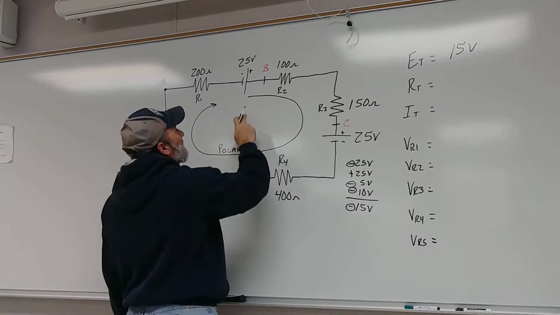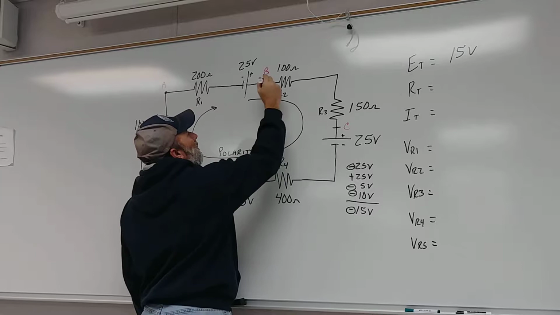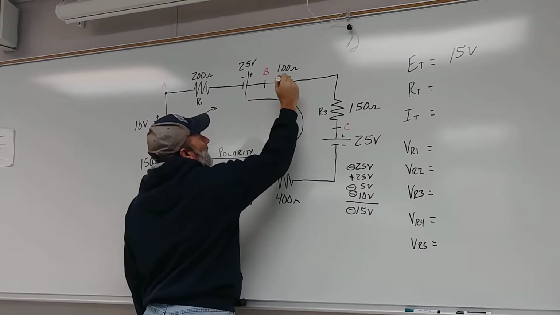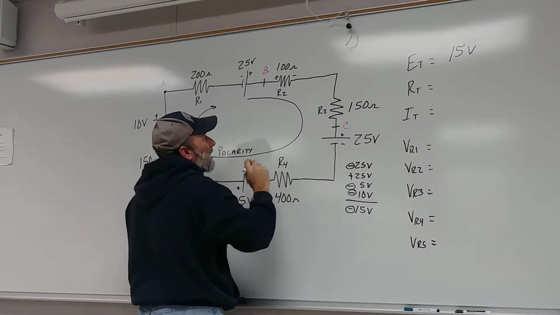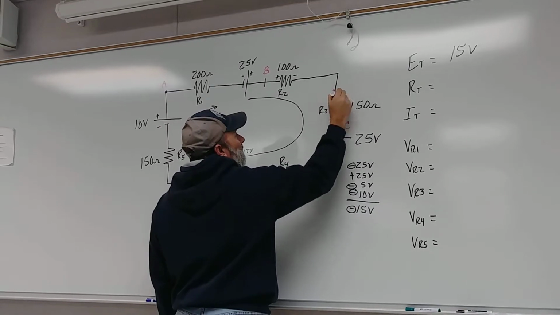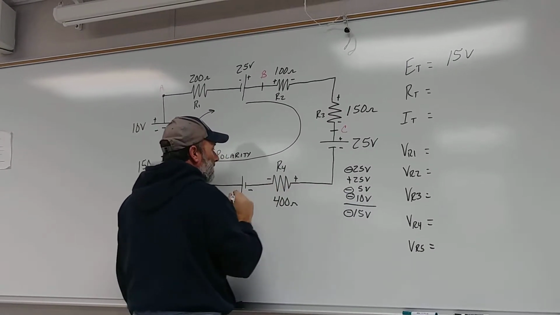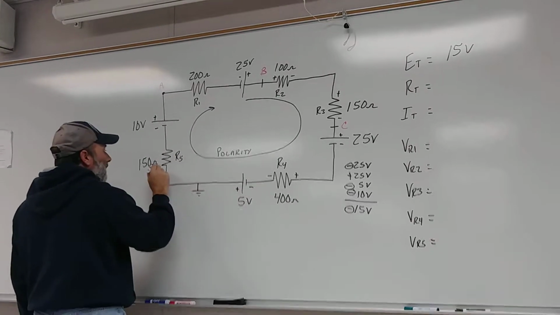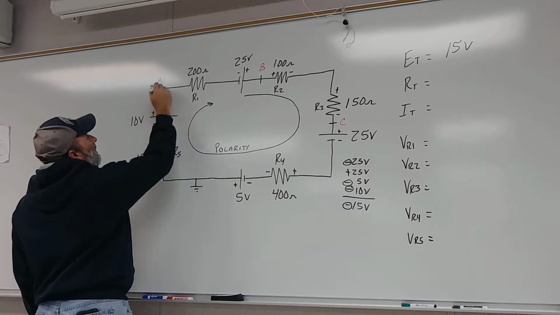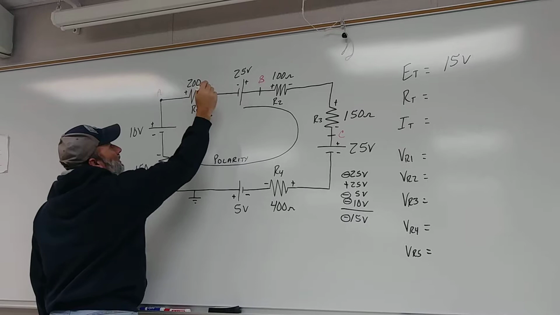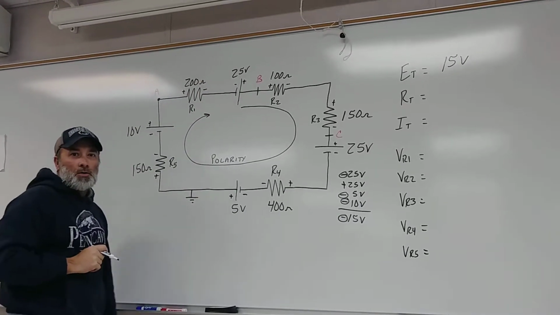And how do we do that? Well, we follow our current flow, we enter the positive side of the resistor, and we leave the negative side. And we just keep following the current flow around, going in the positive and out the negative until we get back to where we started.